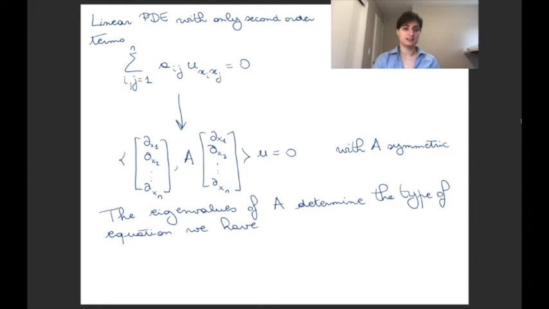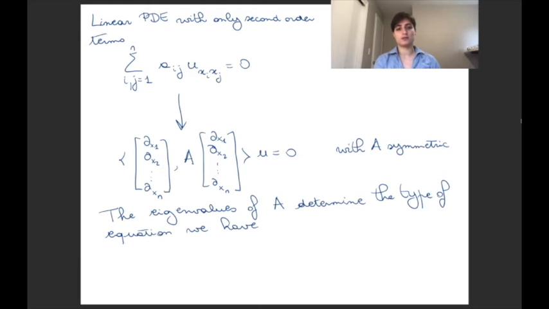Actually, we simplified even more. Most of the PDEs we have looked at are linear PDEs with only second order terms. So we don't have first order terms, we don't have zeroth order terms, and we don't have any forcing term. If you have something like that, you can write it as a sum over i and j from 1 to n, where n is the dimension of the space omega is embedded in, aij u xi xj equal to 0.